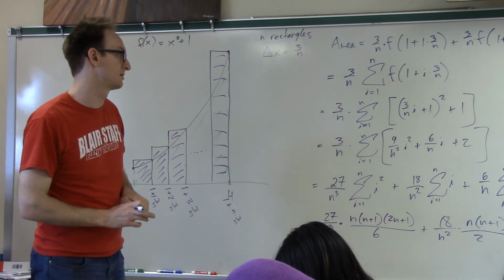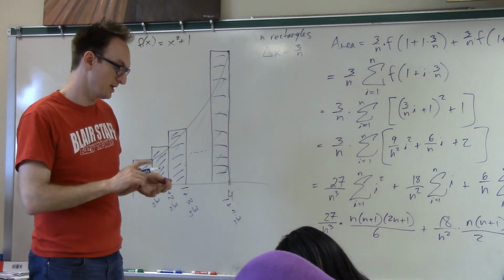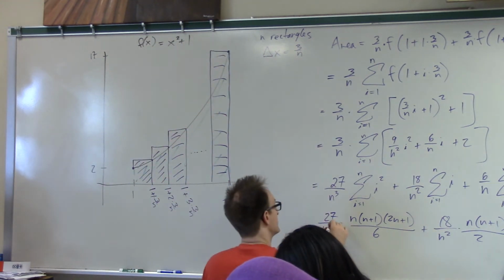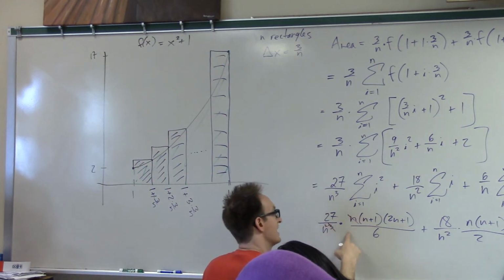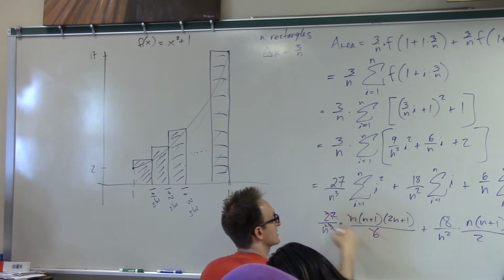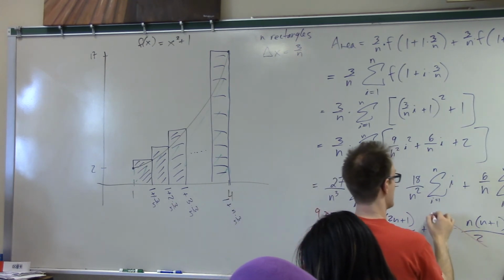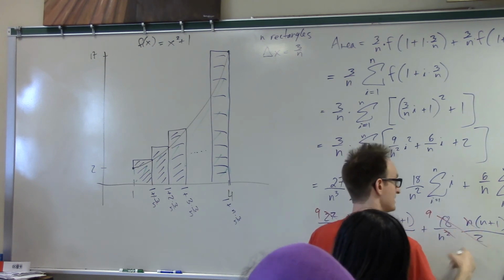Okay. Many cancellations are possible. I can make that n squared and kill that n. I can kill the 27. I can take a 3 out of the top and the bottom here. Here, that's like a 9. Let's look at that.